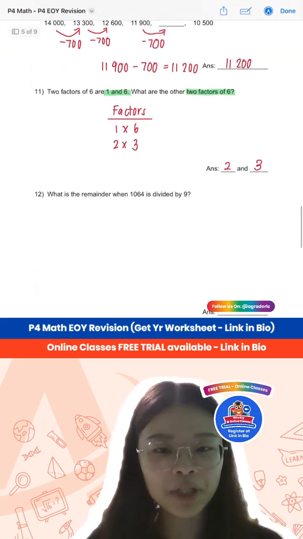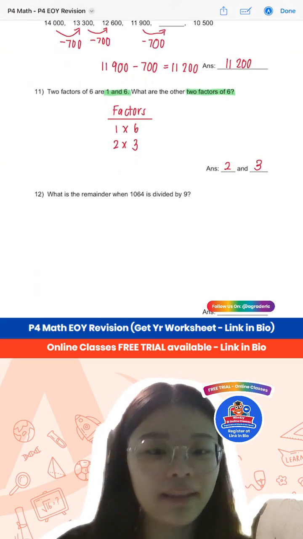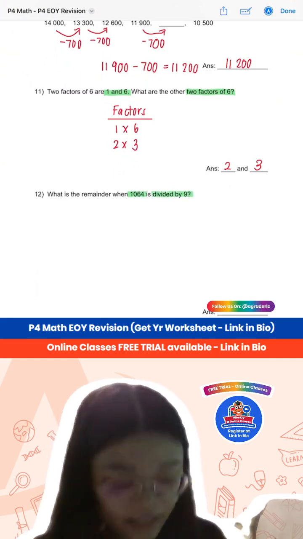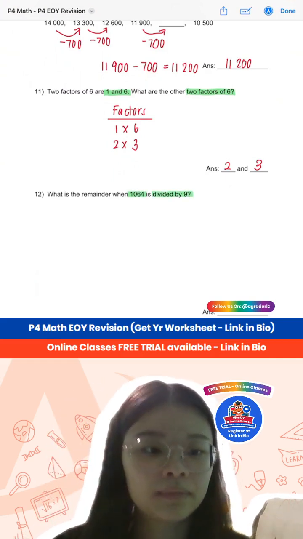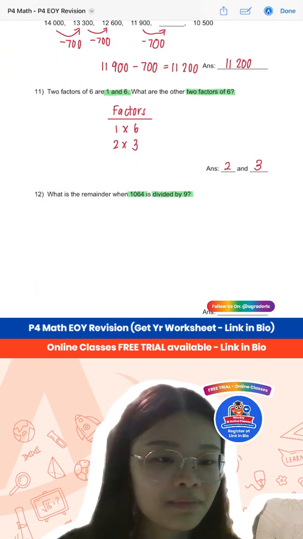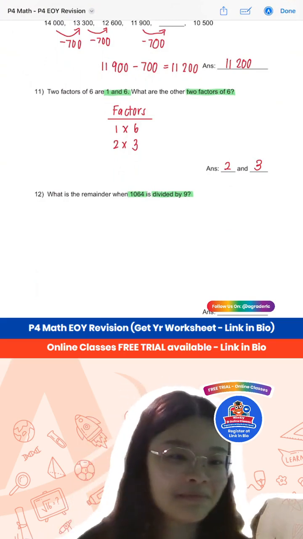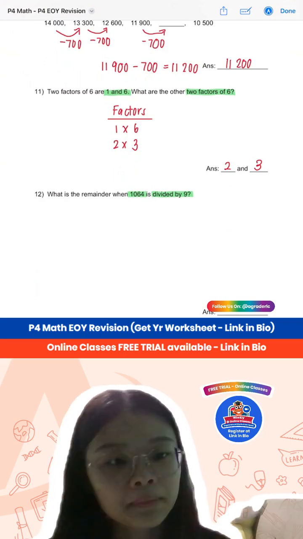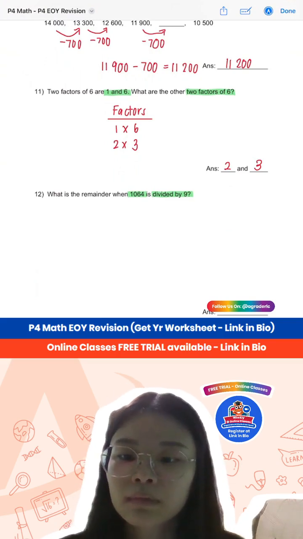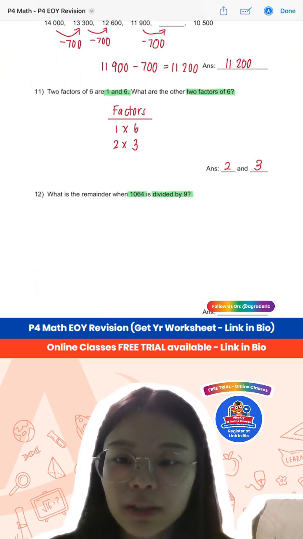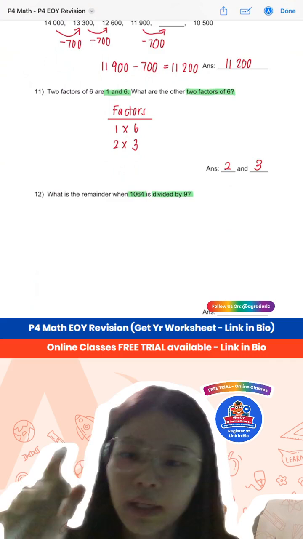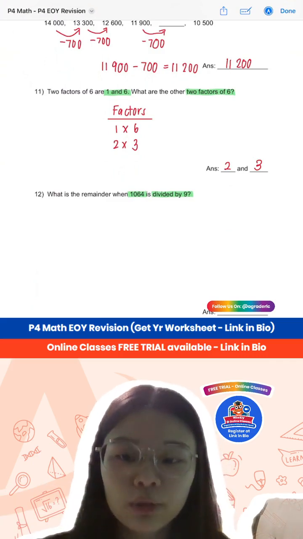Then question 12: what is the remainder when 1,064 is divided by 9? You guys are very quick. Okay, 2.